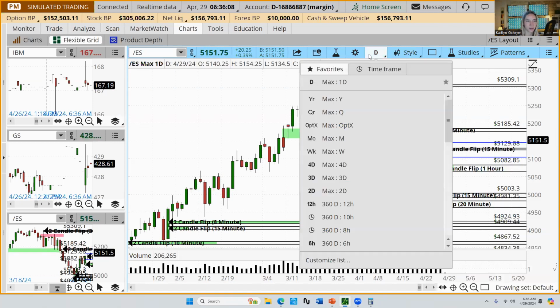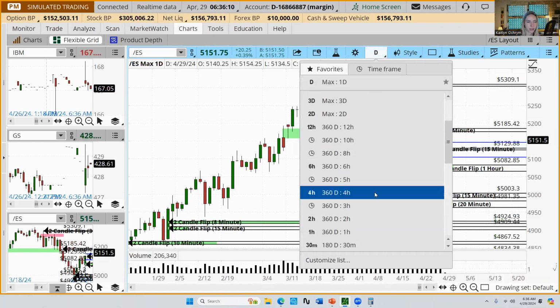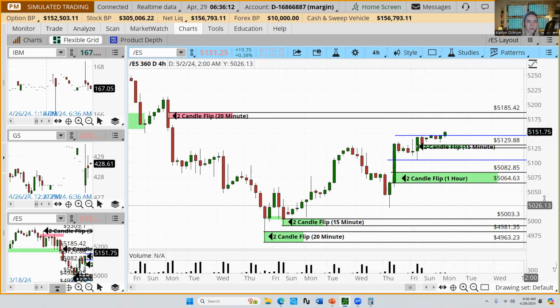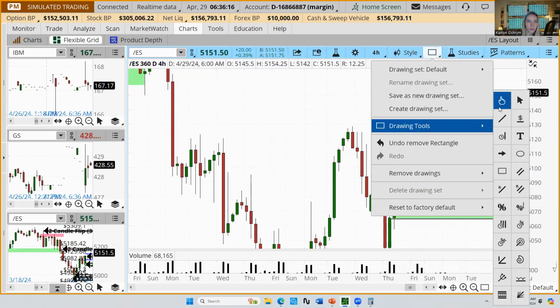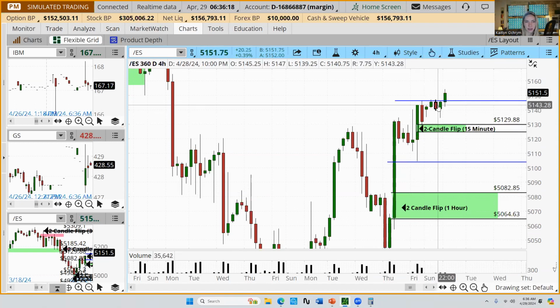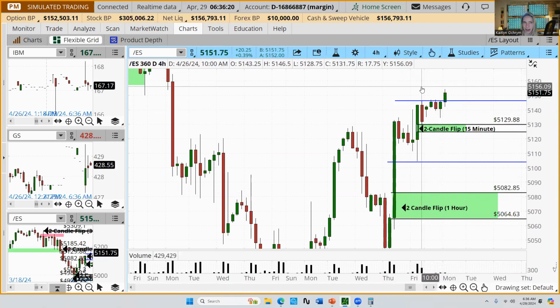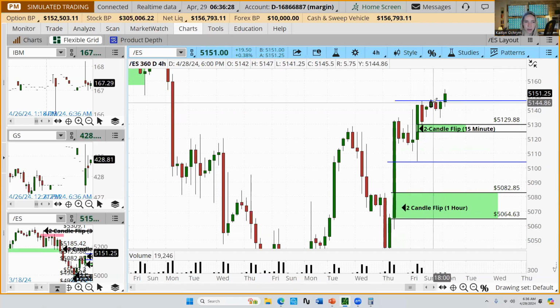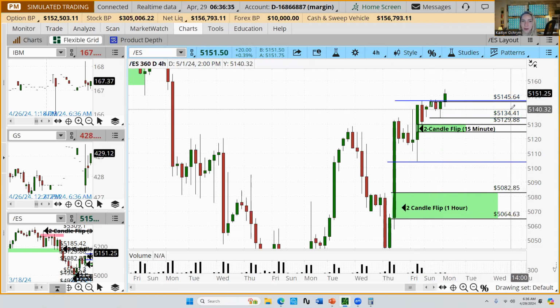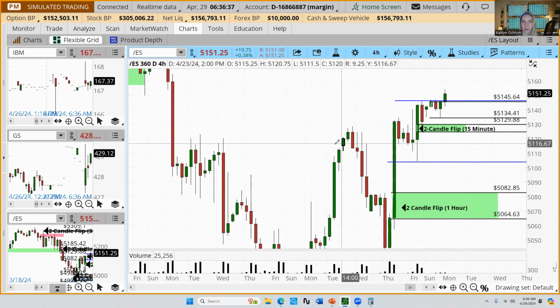Coming down to, let's see, let's do a 4-hour. You can see again, still a lot of buying pressure. We're getting those breakout trades to the upside. And we have a 4-hour 2-candle flip that was just formed. That's going to be 51.45, stop at 51.34.